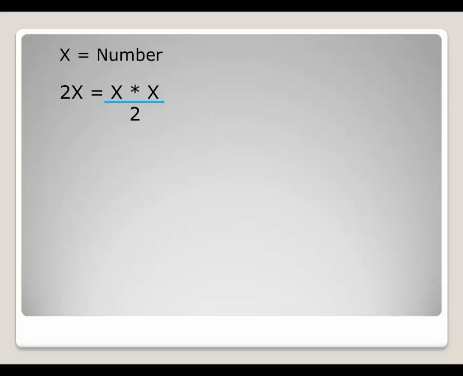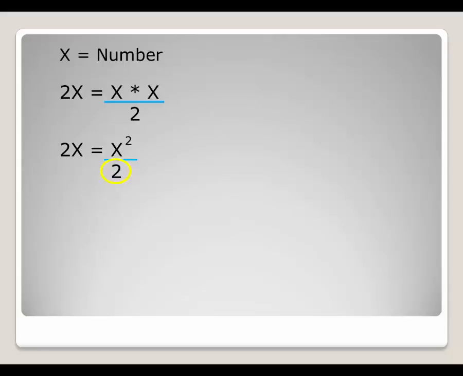We can rewrite this equation in this form right here. 2x equals x squared divided by 2. Please note that when you add two of the same variables together, it becomes 2x. But when you multiply those two same variables together, you get x squared. Let us continue. So, for us to solve this equation, we need to get rid of this 2 here in the denominator.